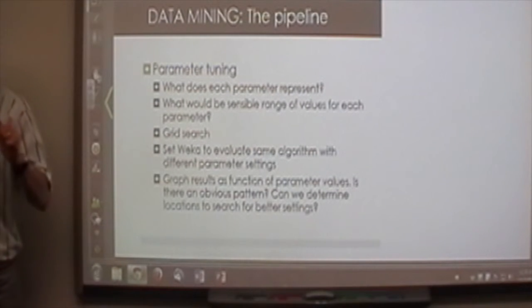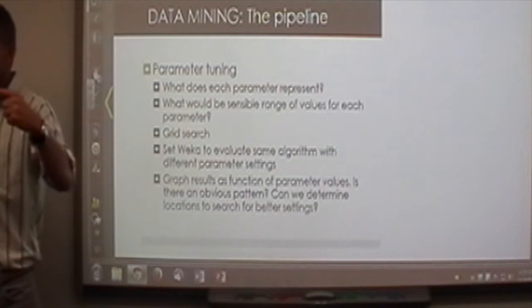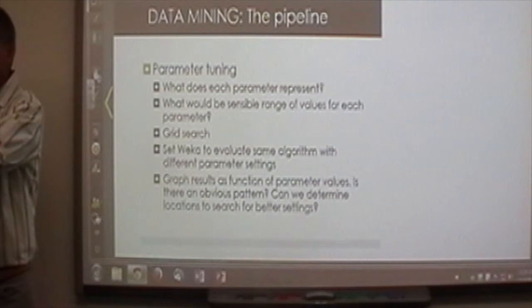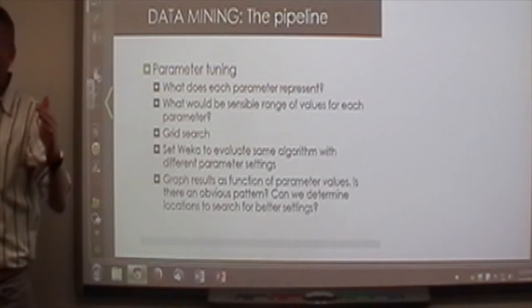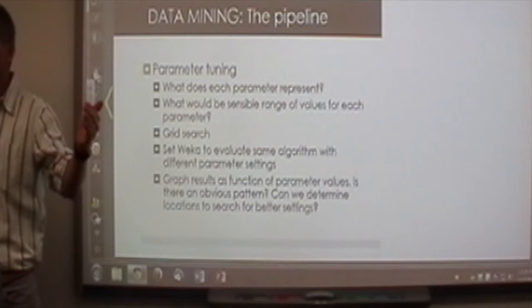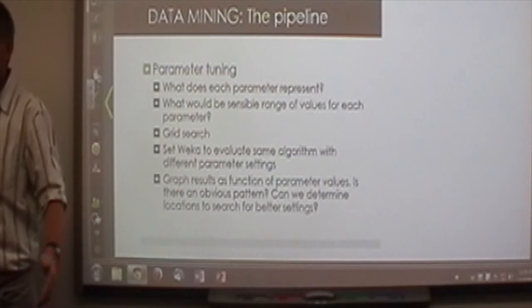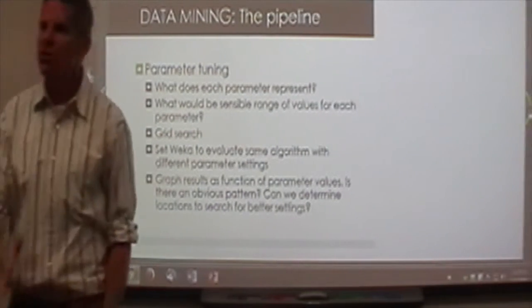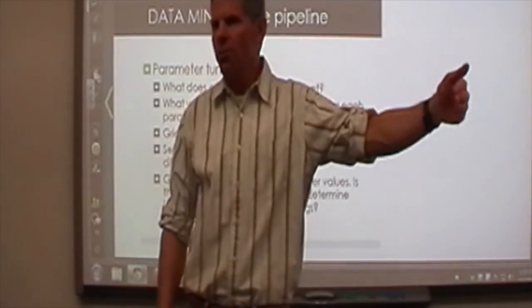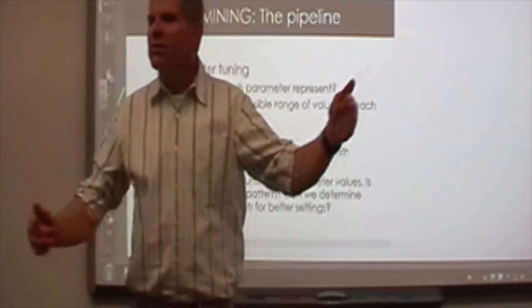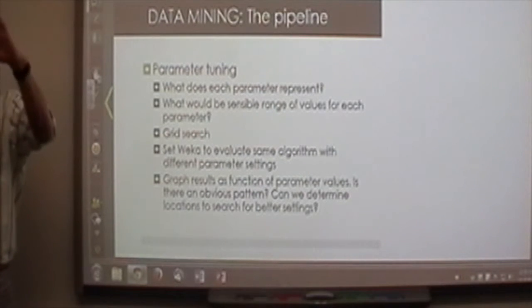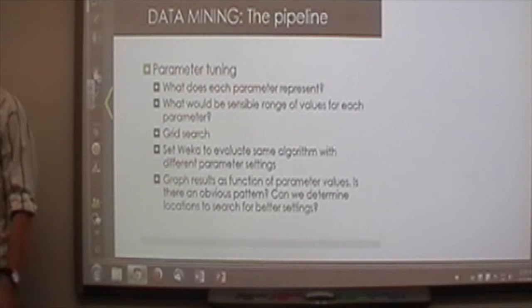Item 3, grid search. What does that mean? You're just going to try all kinds of values. Maybe you think the values should be between 0 and 2, but what value is going to be best? You can't try every single value. So you're going to go from 0 to 0.2 to 0.4 to 0.6 to 0.8, 1.0. It gets to that a little later when it says graph results as a function, and you kind of look. So these are just ideas for how to tune the parameters.